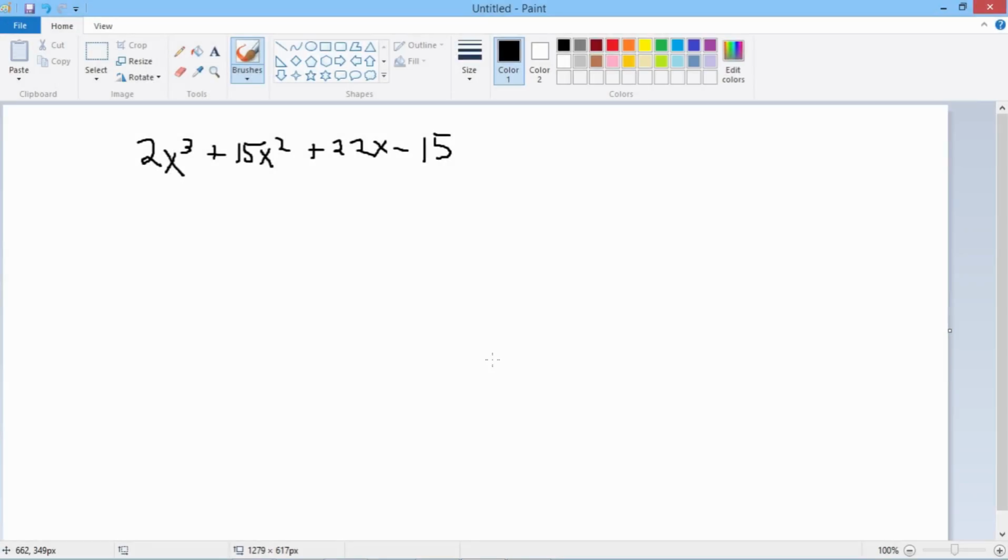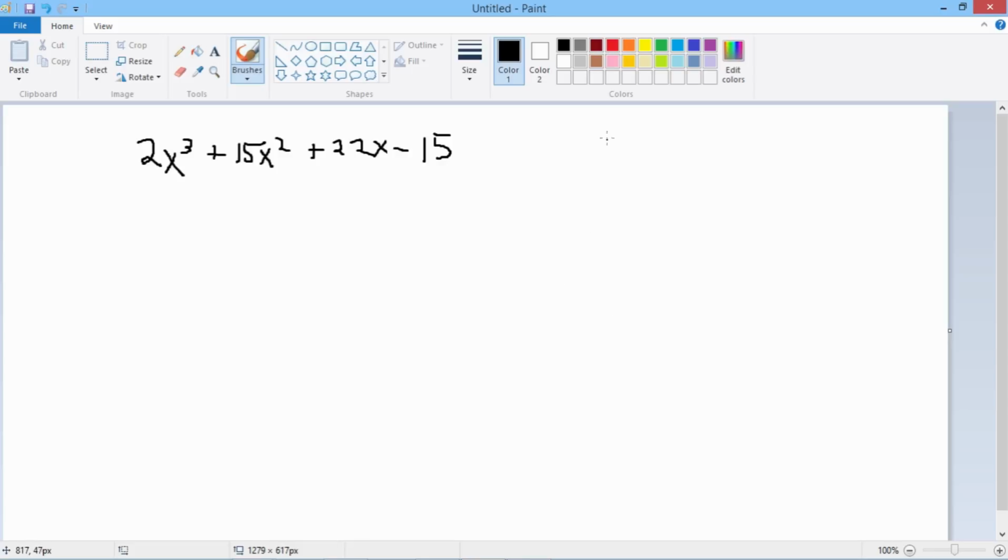Here's a polynomial, 2x cubed plus 15x squared plus 22x minus 15. You might have a problem that says find the zeros or put it in factored form. Or it might say find the zeros and show your work. That's the key to it, because if it just said find the zeros, I'd throw it onto a calculator and see what the zeros are. But it might say show your work, so we'll have to show our work.